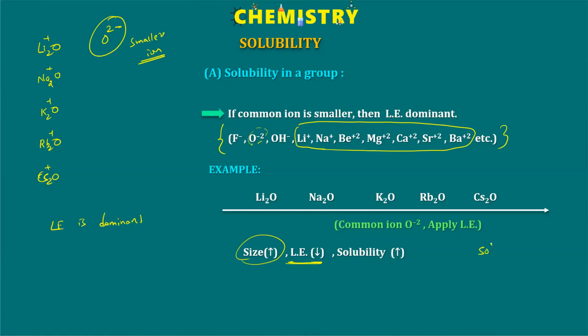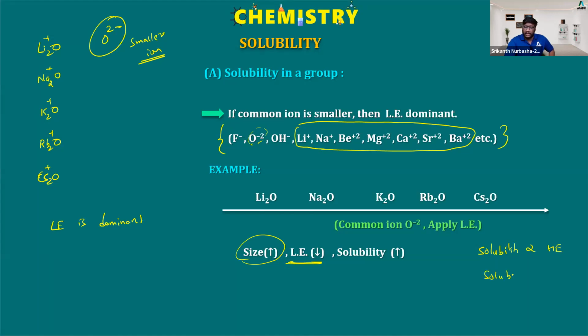Increases. Solubility is directly proportional to hydration enthalpy and inversely proportional to lattice energy. So lattice energy is actually decreasing when you go from Li2O to Cs2O. Why is it decreasing? Because size is increasing. Since lattice energy is dominant, you have to decide based on lattice energy only, not hydration enthalpy. You don't need to consider hydration enthalpy. Based on lattice energy, you can say lattice energy is decreasing, so solubility will be increasing.